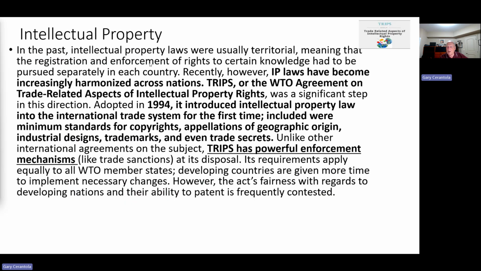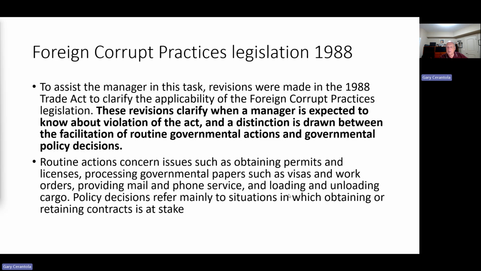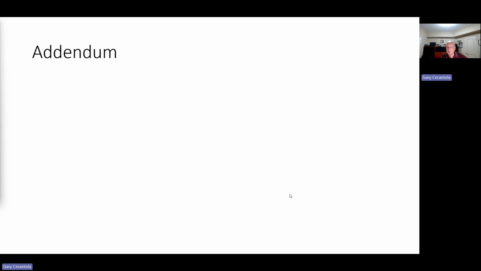So intellectual property is really important. You can see what the World Trade Organization has done. It's come a long way in influencing the protection of intellectual property, and again, integrating corporate social responsibility with daily business practices is really where you need to go. Okay, not going to talk too much about this.